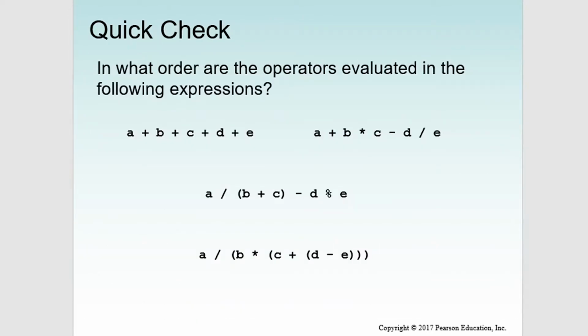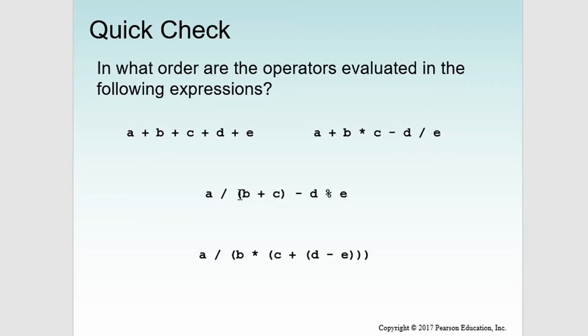So quick check. In what order are the operators evaluated in the following expression? The first one's pretty easy. They're all addition, so you just go from left to right. The next one, multiplication and division take precedence over addition and subtraction. So you're going to multiply B and C, and then you're going to divide D by E, and then you're going to add A to the result of B times C and subtract the result of D divided by E.